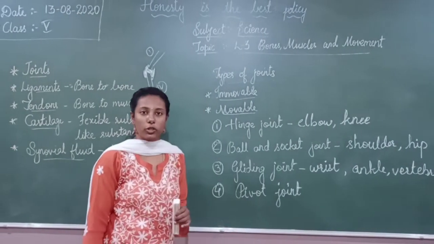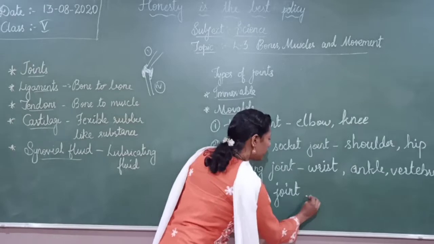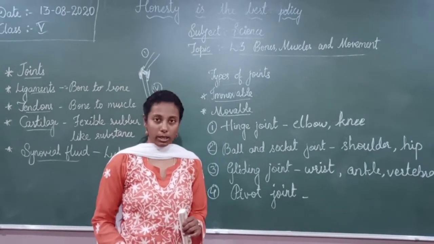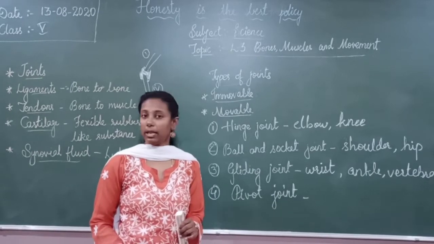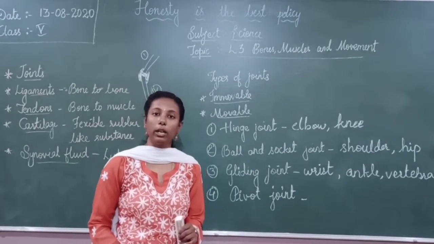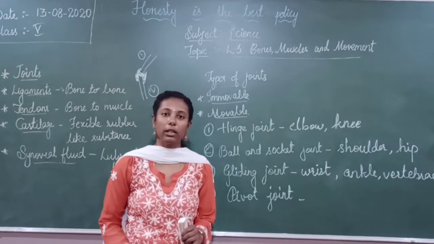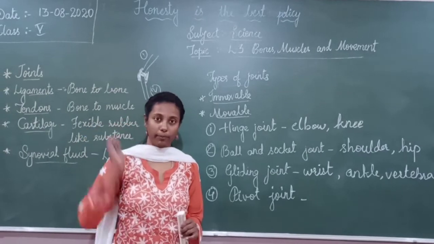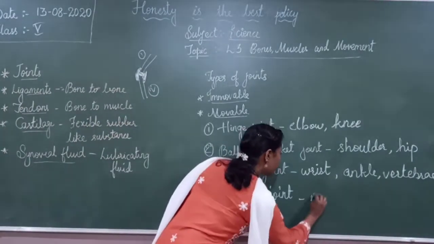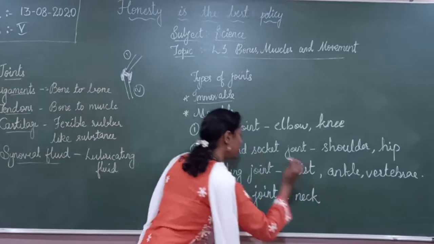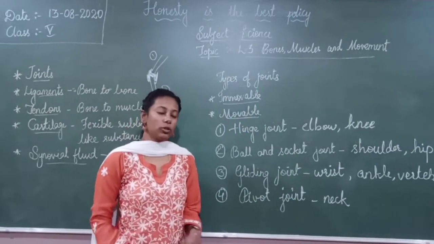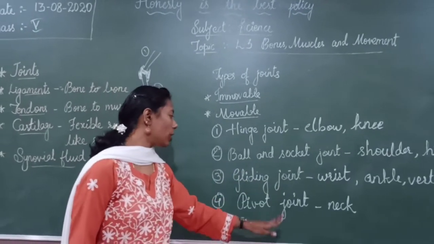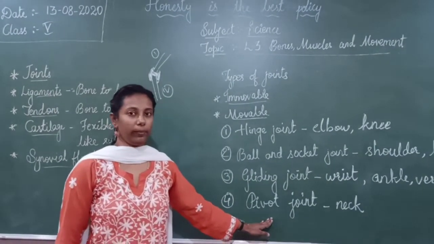Next is the pivot joint. So pivot joint helps in nodding. Movement in up and down direction and sideways. Nodding your head. So it is present in the neck region, the back of your neck. So we'll write here neck region. Understood, children? We have hinge joint, ball and socket joint, gliding joint and pivot joint.